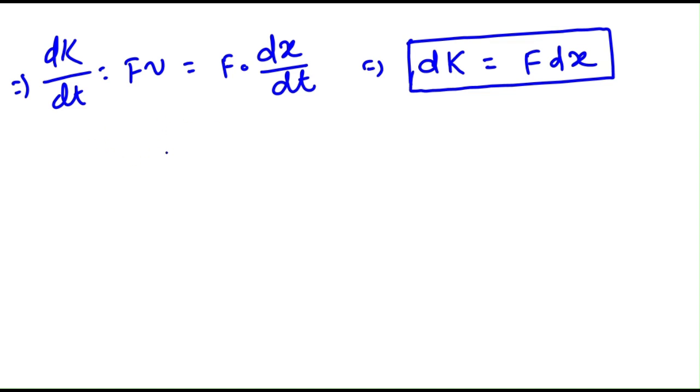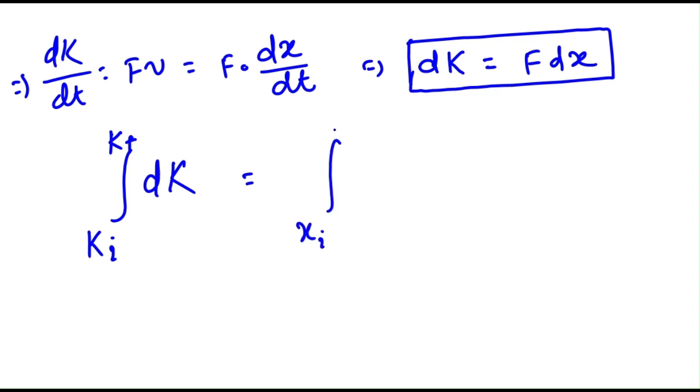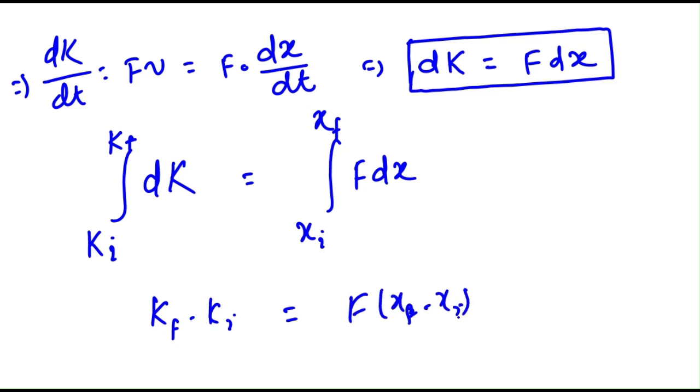If you are going from some initial kinetic energy to final kinetic energy, let's take integration both sides. So we can take dK here, going from initial kinetic energy to final kinetic energy, and here from initial position to final position, F dx. So it will be final kinetic energy minus initial kinetic energy equals to, and look, don't write here F times x final minus x initial. This is not going to work here.